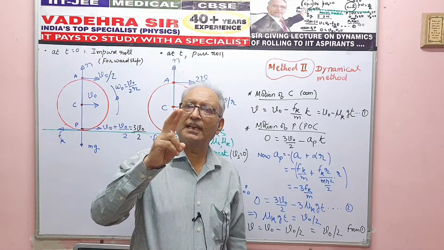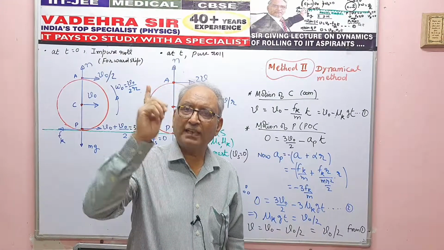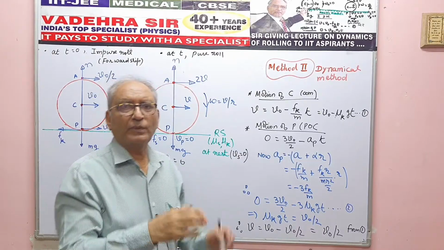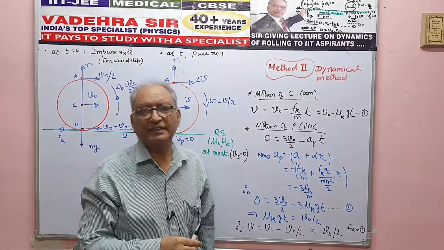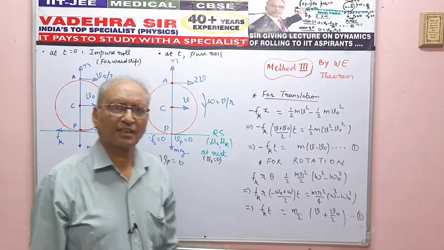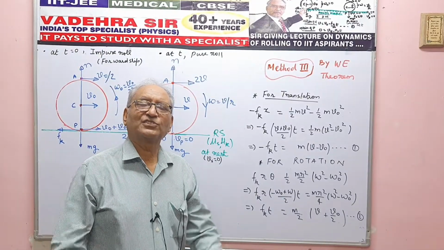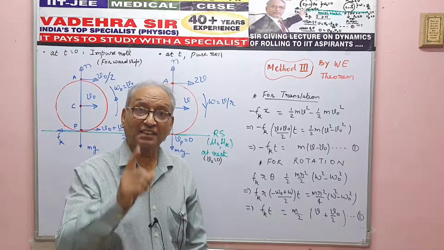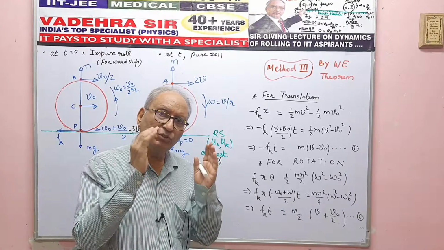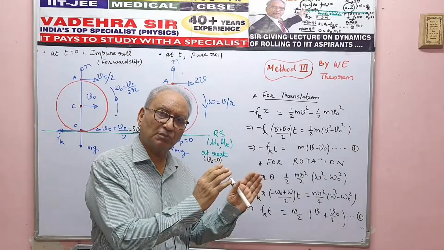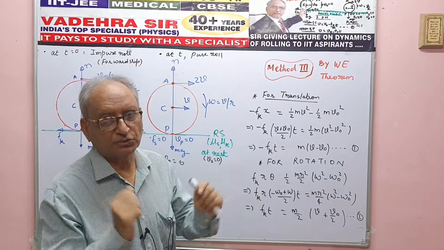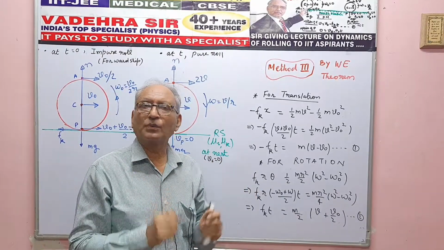So two methods we have. By the two methods, principle of angular momentum and also by the dynamical method, we are getting the same answer for the velocity at pure roll, that is V equal to V naught by 2. Now I solve the same problem by a third method, that is using the work energy theorem. I'll use the work energy theorem for the translational motion, and then for the rotational motion, and then we see how we solve the problem.